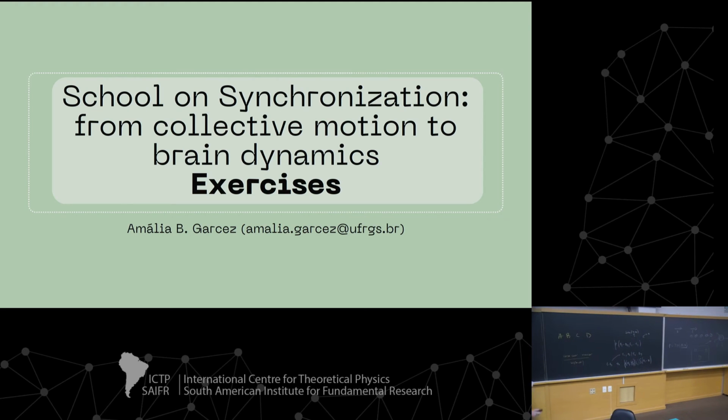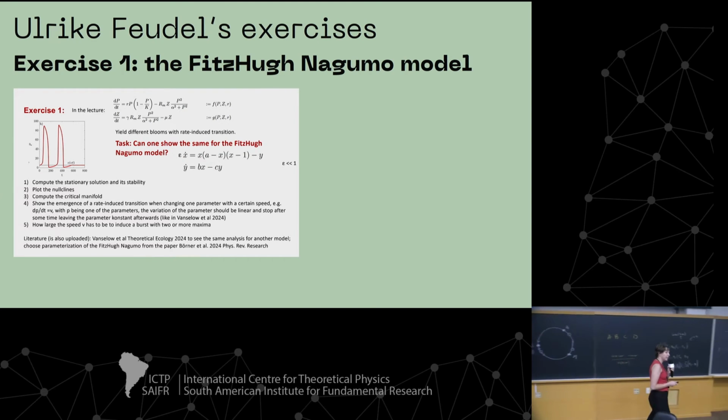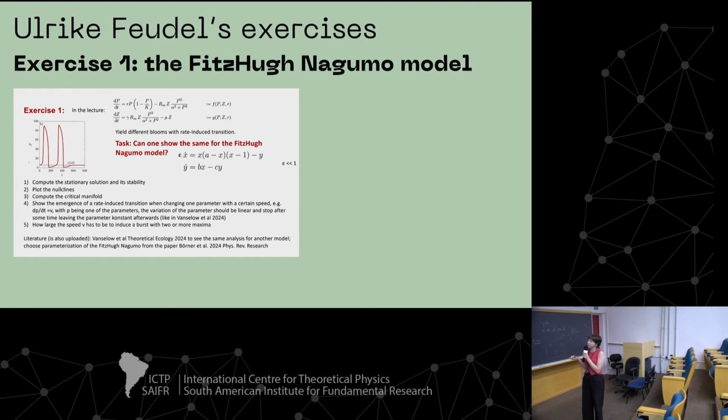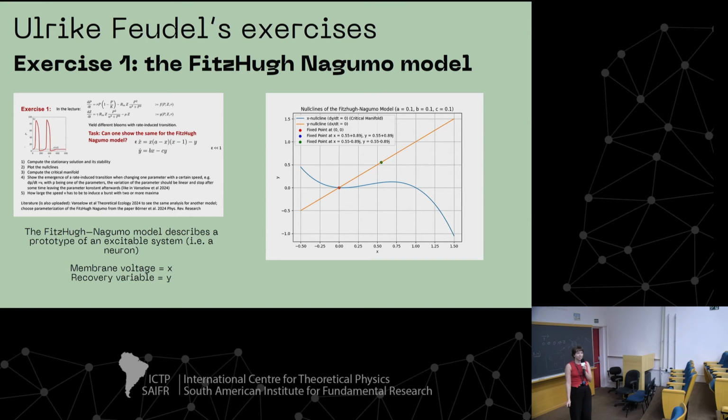So, the first thing that Ulrike gave us to do was the FitzHugh-Nagumo model. It's usually used to describe a neuron, for example. And she gave us these equations here to implement. And when I started implementing that, I went through a big learning curve.